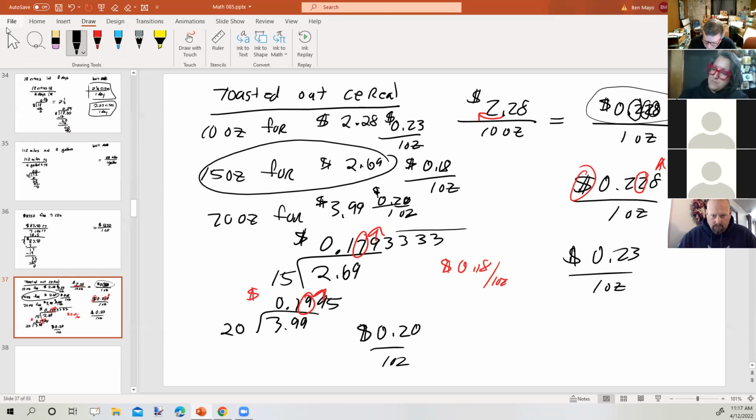So the first one's 23 cents per ounce, the second one's 18 cents per ounce, and the third one's 20 cents per ounce. Which one is the best buy? 15 ounce. Yeah. And you'll find it's not always the biggest one that's the best buy. All right, I have one more thing to leave with you before we go.